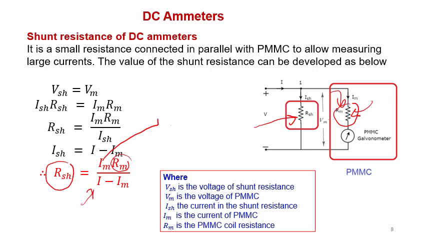Then I is the current which is going to enter the ammeter, the current which we will be able to measure. I mean, the maximum current that can be measured by the ammeter. It's I, where IM is the current going to the PMMC, as I mentioned in the denominator there. So that's how the equation is going to look. This is going to help you answer the question after that.